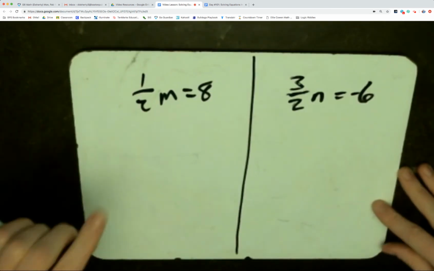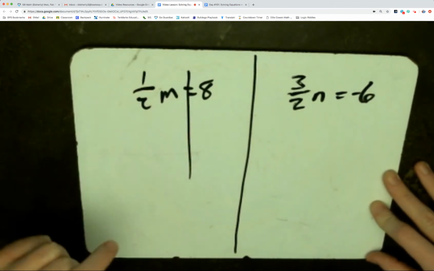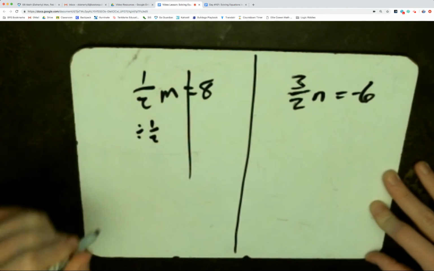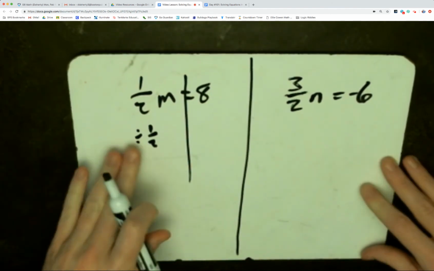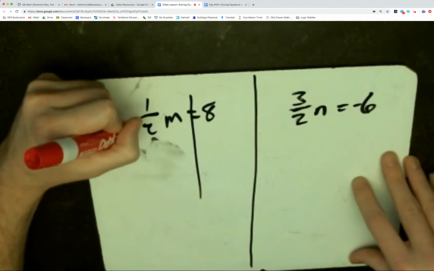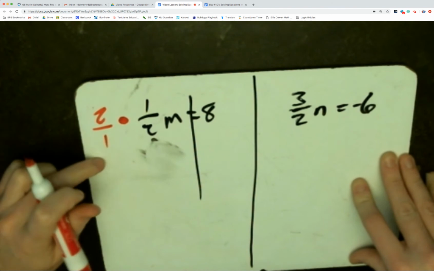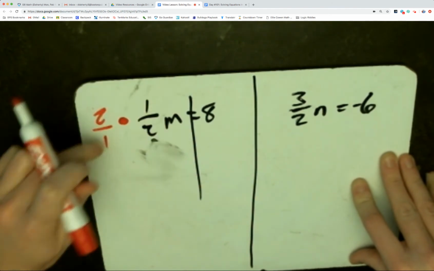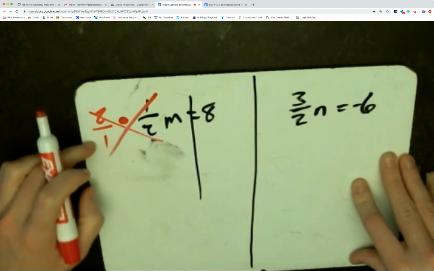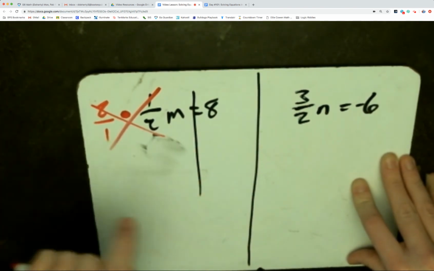So if I have 1/2 times m equals 8, and I want to get rid of the 1/2, the coefficient, the opposite of multiplying by a half is to divide by 1/2. But dividing by a fraction really just means to multiply by the reciprocal. So in red here, for reciprocal, I'm going to put multiply by 2/1. Because if I multiply 1/2 by its reciprocal, 2/1, the definition of a reciprocal is when they multiply together, they just make 1, or in this case, 1m.